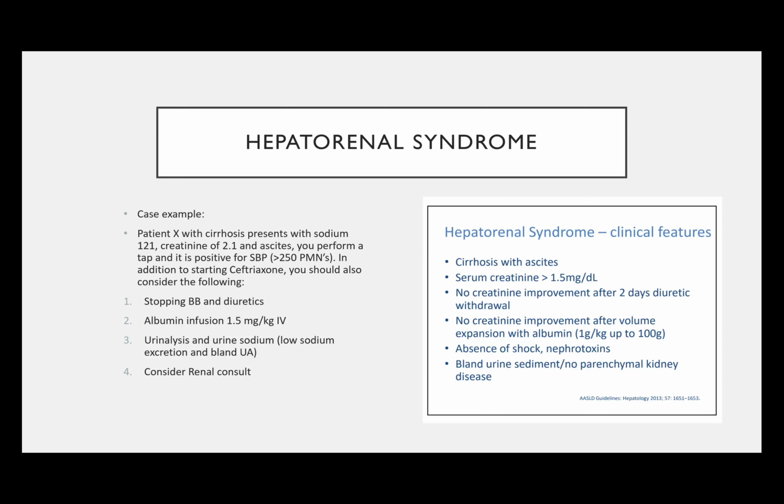And if it doesn't improve on that, then at the same time, you're ruling out other causes for it. And if all of that is negative and their creatinine continues to get worse despite albumin and holding the diuretics, that's when we can say pretty confidently the patient has developed HRS. And what's important to know is that when you send the urine analysis and urine sodium, the urine analysis is quite bland. You're not going to see any protein in there. You're not going to see any blood cells in there or anything like that.